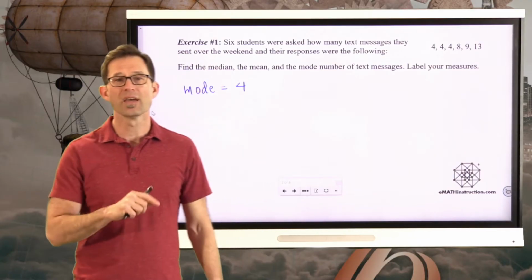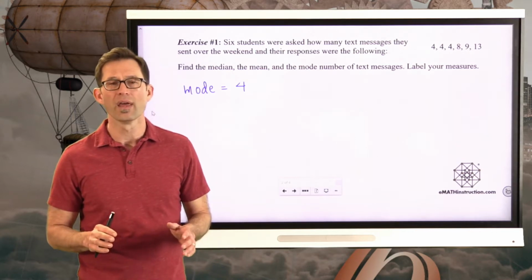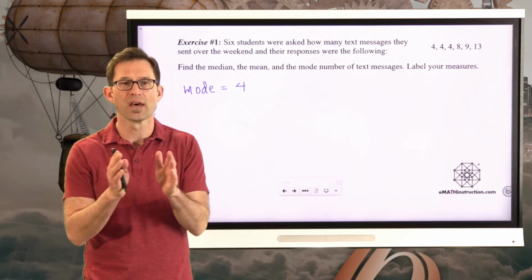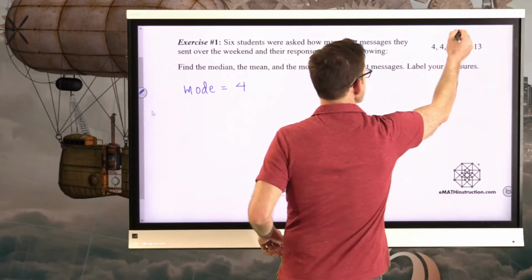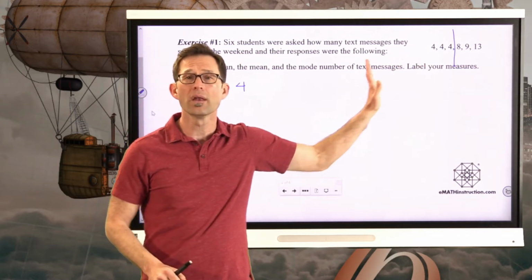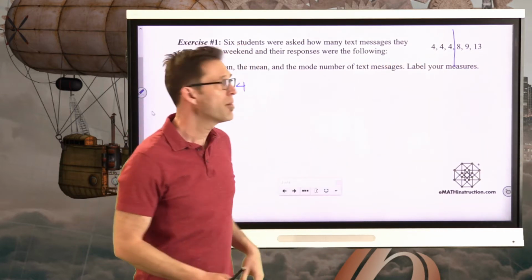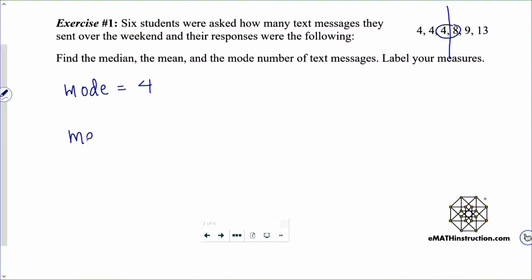Now I'm going to take care of the second easiest one, the median. If we had an odd number of data values, we would literally just find the one right in the middle. Because we have an even number of data points, 6 of them, there should be 3 below the median and 3 above the median. That means the 2 most inner numbers, the 4 and the 8, I need to find their average. Finding the average of 2 numbers will always find the number that is halfway in between them.